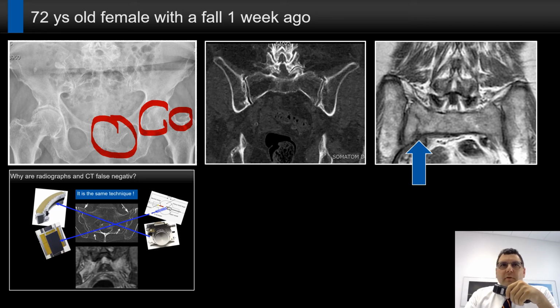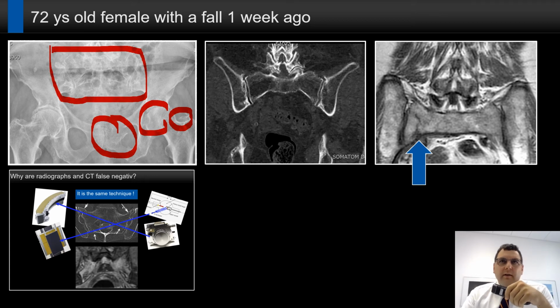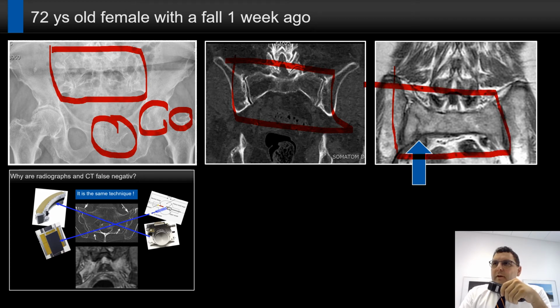But the big question was, is there any problem back here in the sacroiliac joint and in the sacrum? 1 week later, a CT was performed and there was nothing shown. However, on MRI, you could clearly see there is a fracture line here consistent with a sacral fracture.